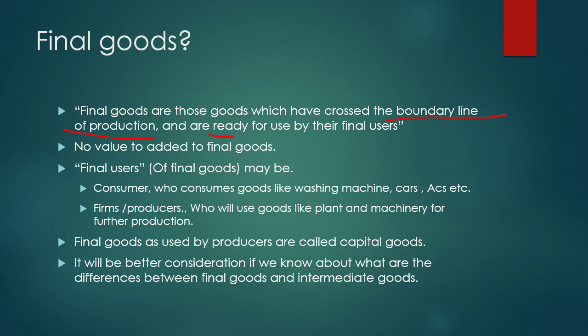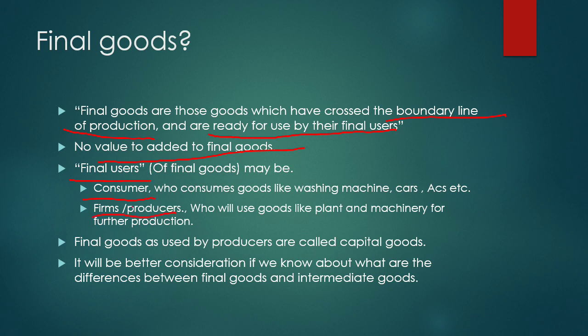So these are ready for use by their final users, and no value is to be added on the final goods. That will be called final goods. And who is the final user? The final user may be a consumer and also a producer.